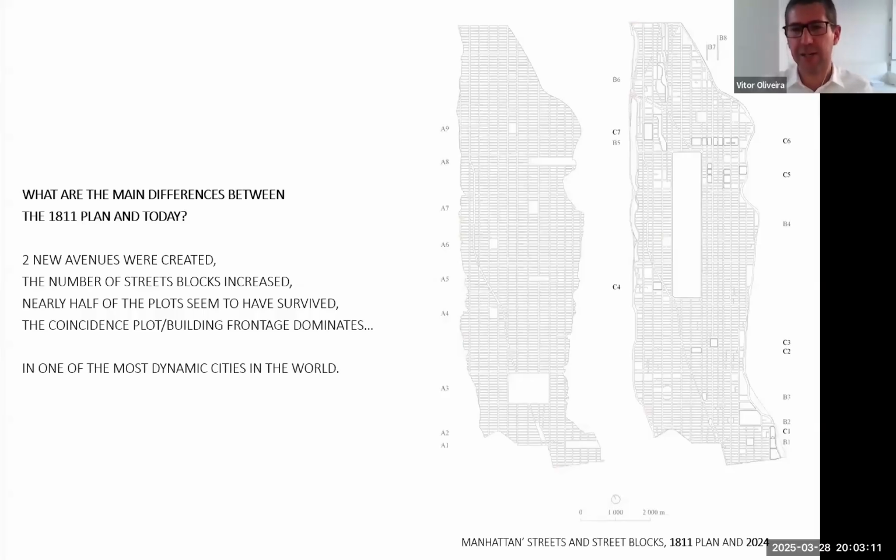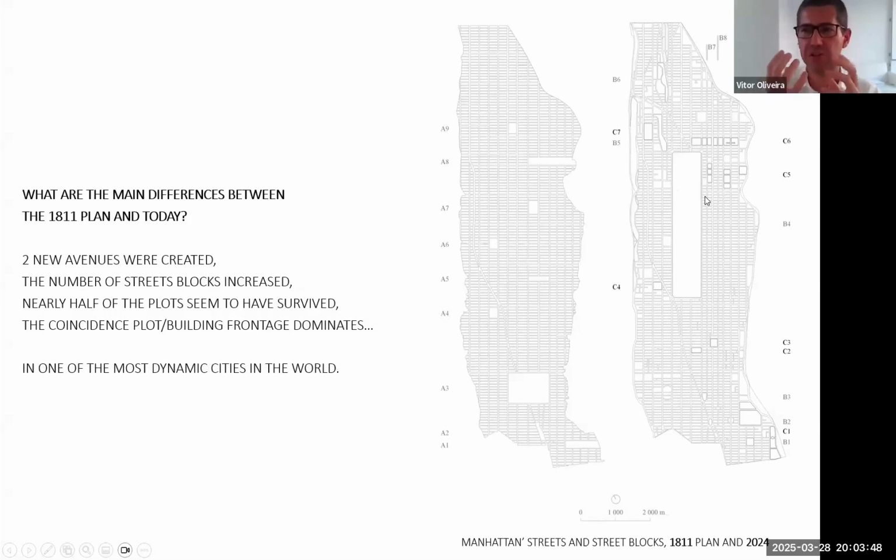When we look at the first map, it is the 1811 plan. The second map is how Manhattan is today. We have significant differences. For instance, in the plan, we have a large open area here that was called the Grand Parade. And this was not developed as the plan forecasted. And as you might know, the plan didn't include Central Park.